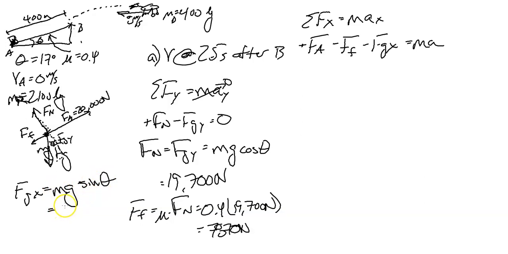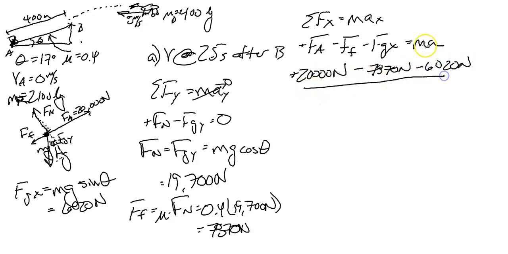So this should be 2100 times 9.8 times the sine of 17, 6,017. Oh, I didn't round the same way. That's stupid. 20. Okay. So now we have plus 20,000 newtons minus 7,870 newtons minus 6,020 newtons divided by, this is this mass being divided under here, 2,100 kilograms, to give us an acceleration of 2.91.